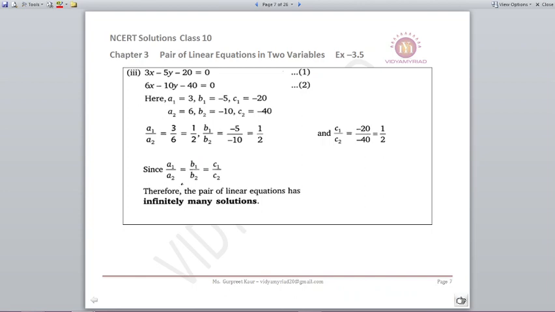3x minus 5y minus 20 is equal to 0. 6x minus 10y minus 40 is equal to 0. So according to the ratios, it will have infinitely many solutions because all the ratios are the same, 1 by 2.